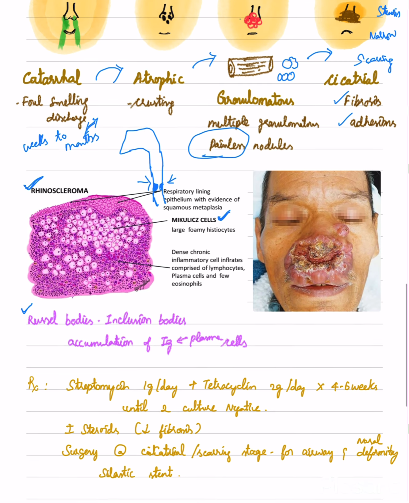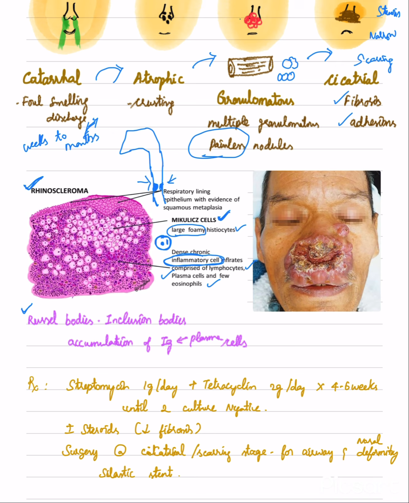As rhinoscleroma is a granulomatous disease of the nose, there will be infiltration of different kinds of inflammatory cells, including lymphocytes, plasma cells, eosinophils, and histiocytes. These histiocytes form large foamy cells with a central nucleus, and this typical cell is called the Mikulicz cell. These are vacuolated Mikulicz cells with a central nucleus. In some persons, these Mikulicz cells also show the causative organism, Klebsiella rhinoscleromatis, which can be seen in the cytoplasm of the Mikulicz cells.